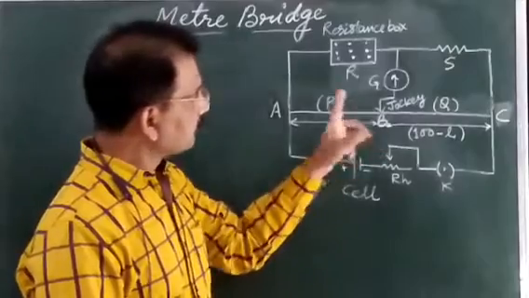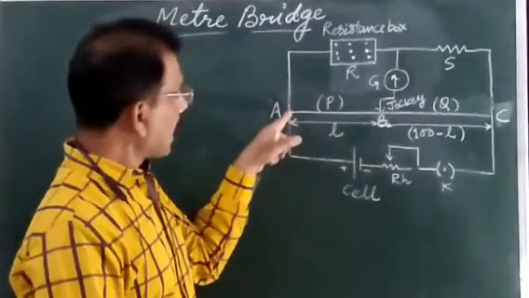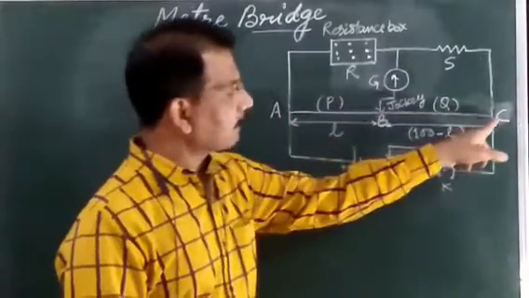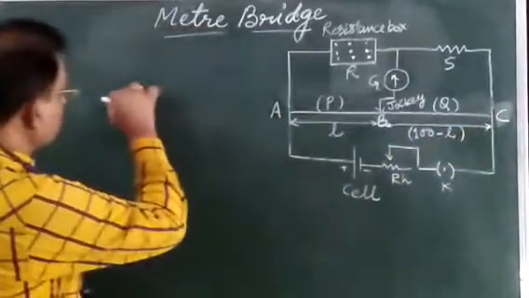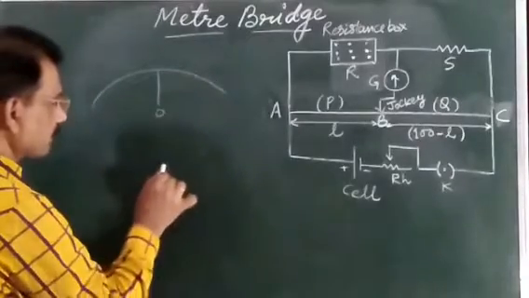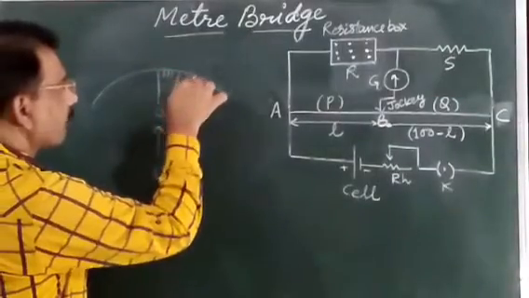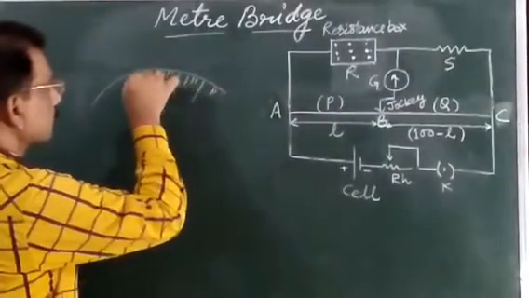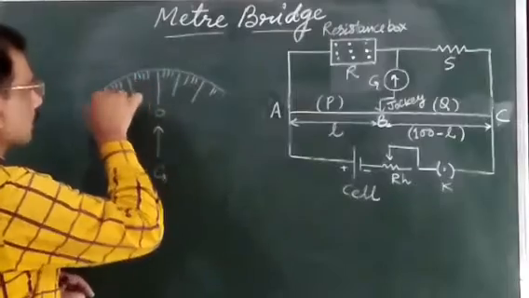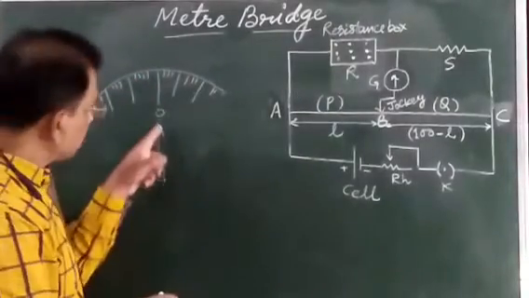first we will check by putting the jockey at the point A and at the point C. Suppose this one is a center zero galvanometer, and this one is the needle of this galvanometer. And in the center zero galvanometer, 0 is in the middle.